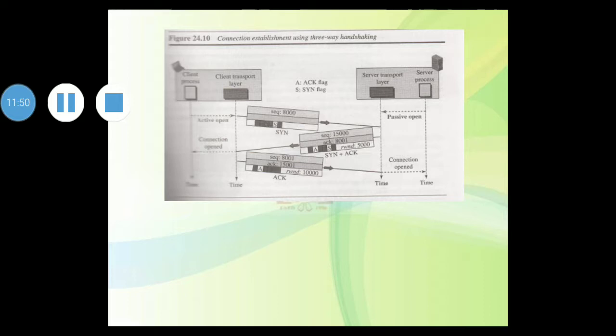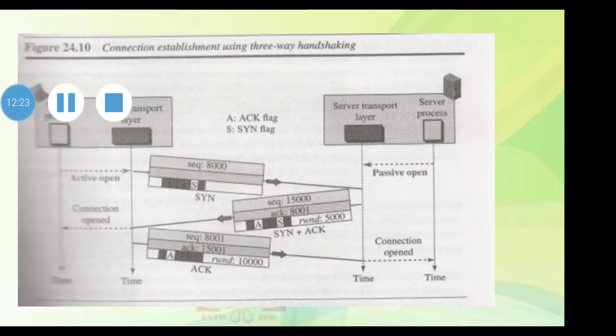If a segment arrives out of order, TCP holds it until the missing segment arrives. IP is unaware of this reordering. This connection oriented transmission in TCP requires three phases: connection establishment, data transfer, and connection termination. You can see this diagram.